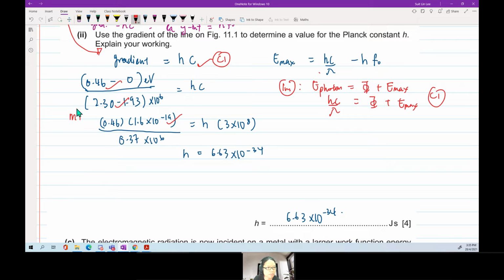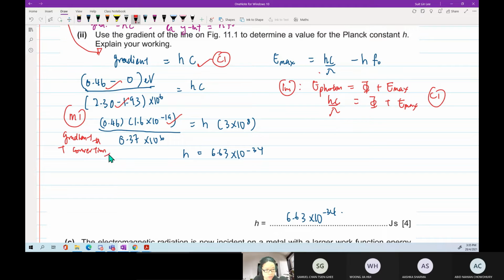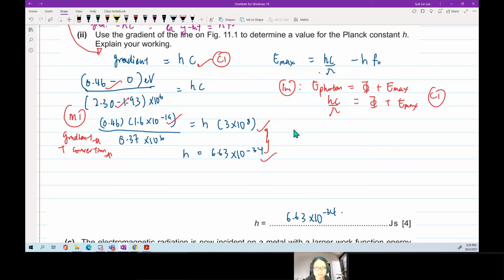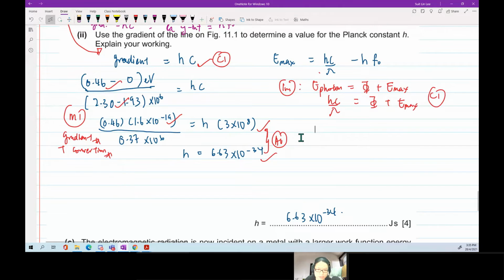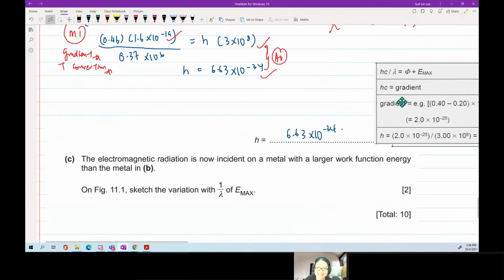Here is M1. So finding the gradient plus conversion. You need to show this. If you don't show this, you will not get the final A1 mark for the answer. And you also need to show this. This 2 is A1. If you skip too many steps, you could get 2 out of 4. Working is needed for this whole thing, especially for those who like to skip steps. Don't skip.